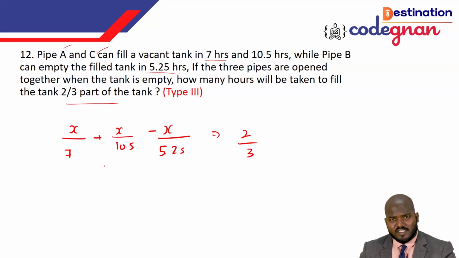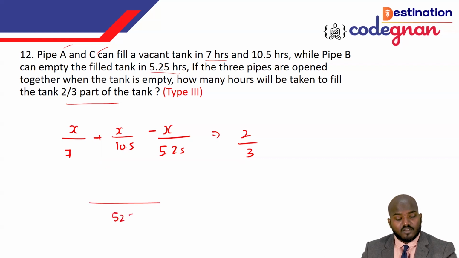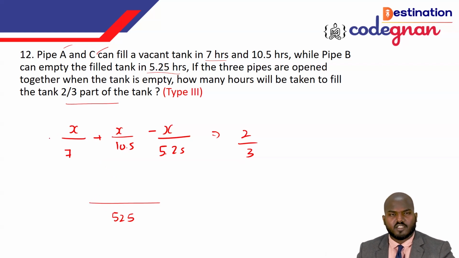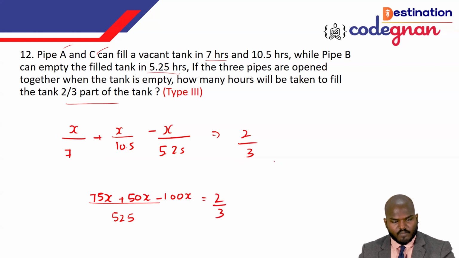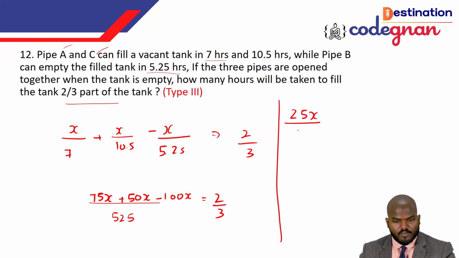If you take the LCM, guys, it will definitely give you the value 525 only, because 525 is divisible by 7. So if I want 5, I can say that 7 times 75, 75 times 7 we can call the value 525. That is 75x, plus 50x, minus 100x, is equal to 2 by 3. If I see this, there is 125, so minus 100, I can take the value 25x by 525, we can say is equal to 2 by 3.